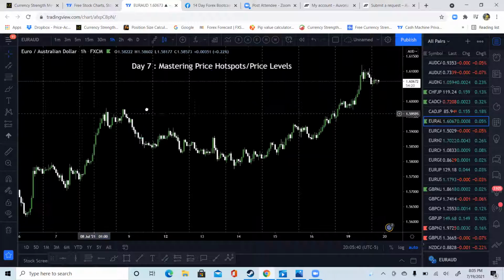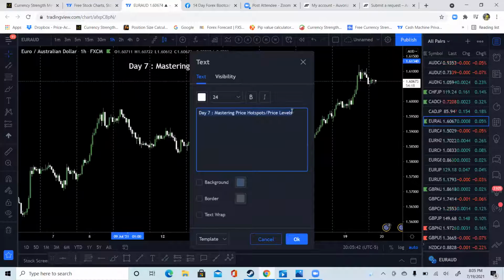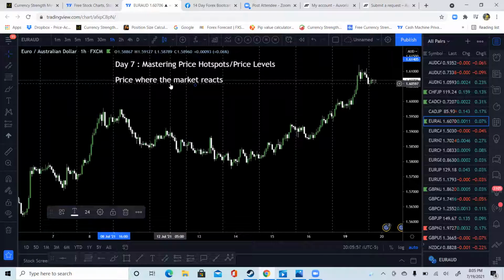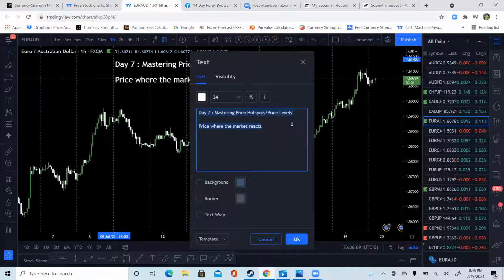So what is a price hotspot? It's a price where the market reacts. It's simply that. You know, people may say support or resistance, but this is not dependent on whether it's support or whether it's resistance, but simply an area where the market reacts and respects. So that's the first thing you need to know about price hotspots.